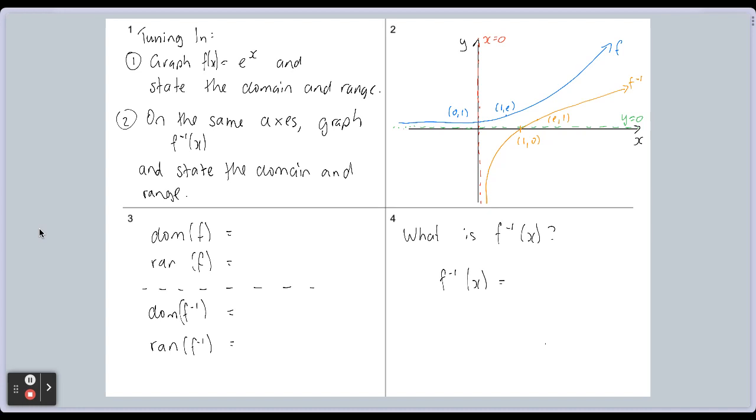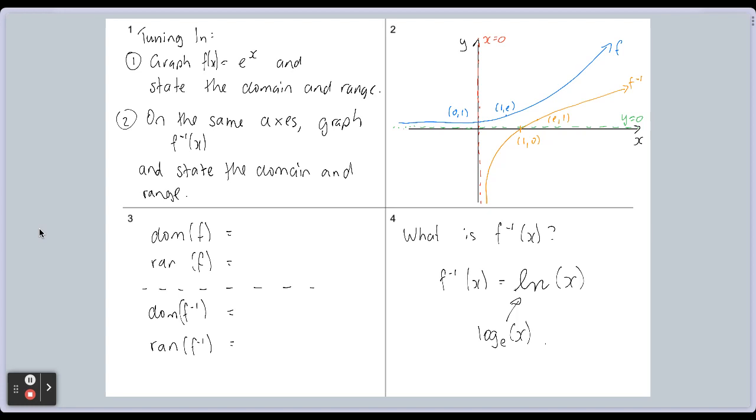ln, well done, okay? I always do mine in cursive so it doesn't look like one N. You don't have to do it in cursive unless you'd like to. So F inverse of X is ln X, okay? And you can put a note to yourself to remind yourself that's log base E of X.